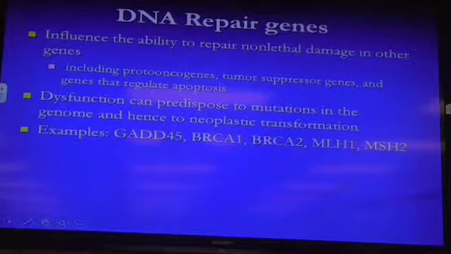And then you have your DNA repair genes. So remember, the 4 main genes that regulate neoplasia typically are your oncogenes, tumor suppressor genes, apoptotic genes, and finally your DNA repair genes. DNA repair genes are present to fix the DNA when it's damaged. So if they're not working, you can't fix the DNA.